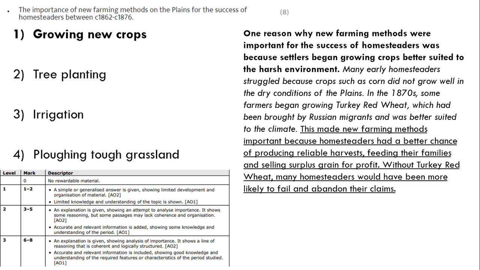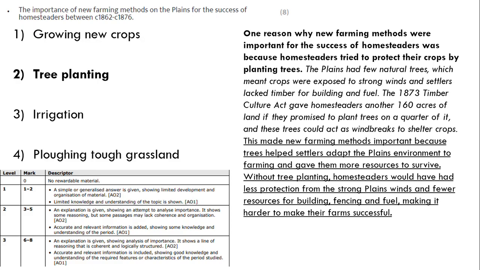This made new farming methods important because homesteaders had a better chance of producing reliable harvests, feeding their families, and selling surplus grain for profit. Without Turkey red wheat, many homesteaders would be more likely to fail and abandon their claims. So a 2-sentence explanation. The second sentence starts with that word without, and that's the best way to explain importance. That's our first reason.